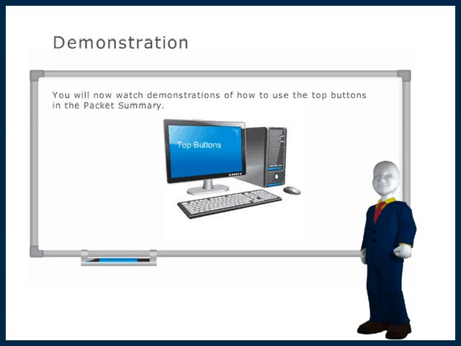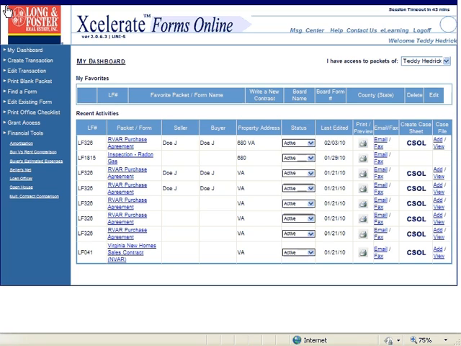You will now watch demonstrations of how to use the top buttons in the packet summary. Start by logging on to Xcelerate. If you need information on how to log on to Xcelerate, please view the video on accessing Xcelerate. Once you have logged on, you will be on the home page called My Dashboard.